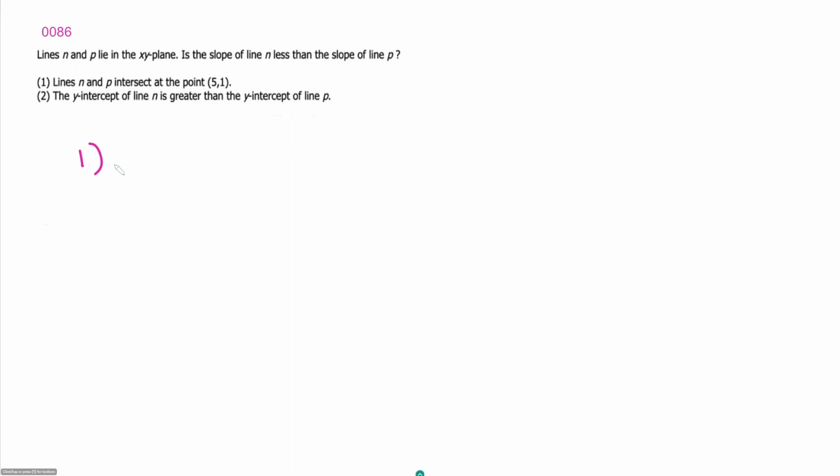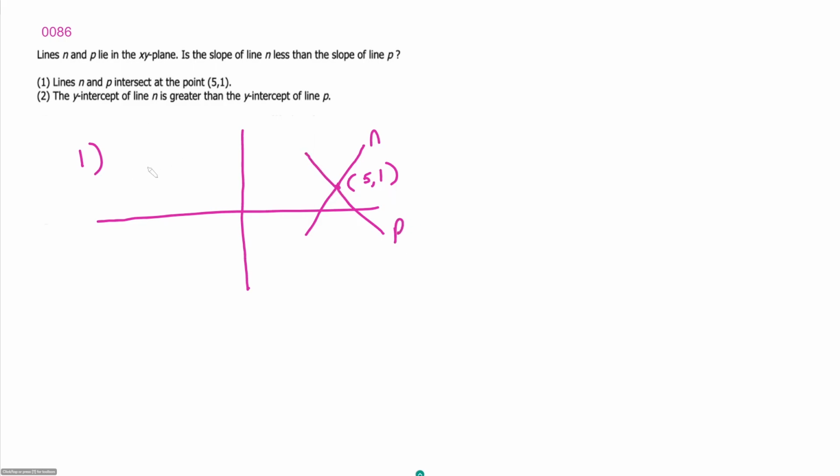Statement 1: lines N and P intersect at the point (5, 1). So we have a coordinate plane. Our lines intersect here at (5, 1). That is all we know. This does not really tell us anything about our slopes, because I can have line N be positive, line P be negative. In this case, therefore, N has a greater slope than P.